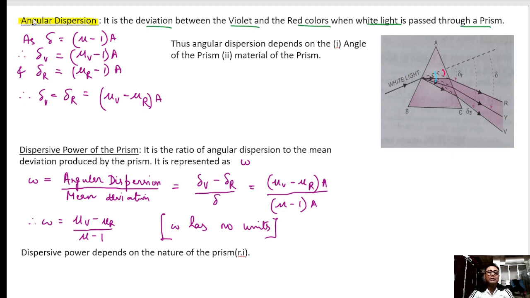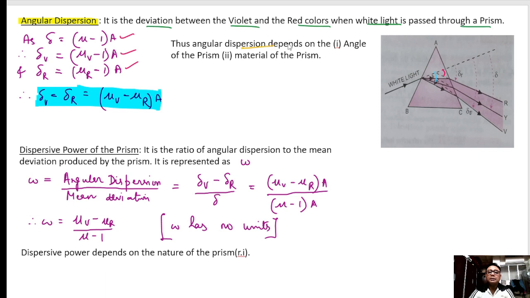Okay, we know the deviation formula is this. So for violet light the deviation is this, for red light the deviation is this. Therefore the angular dispersion is the difference in the deviation between the violet light and the red light.